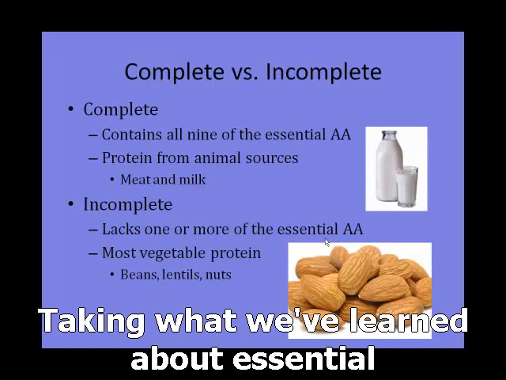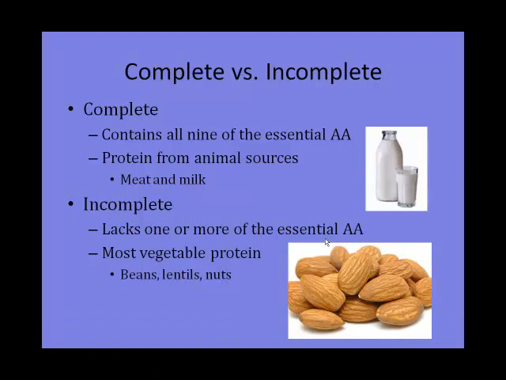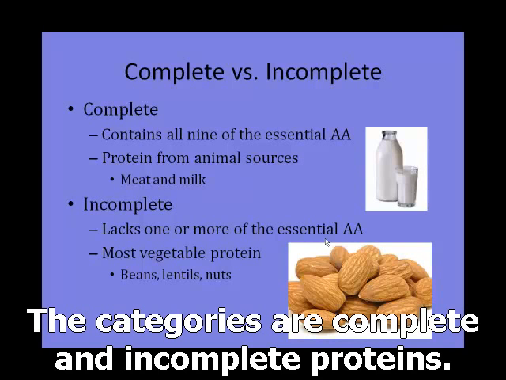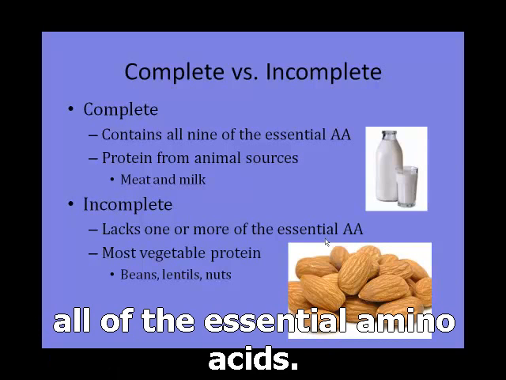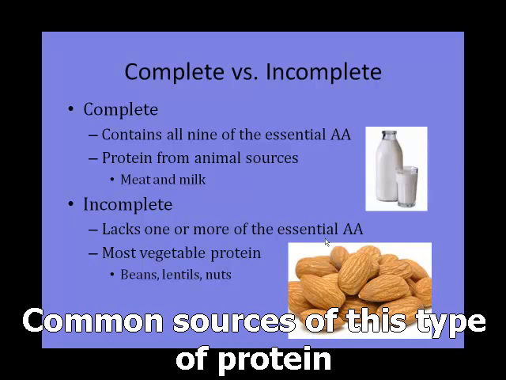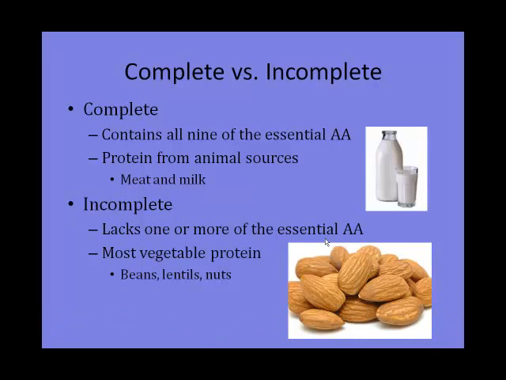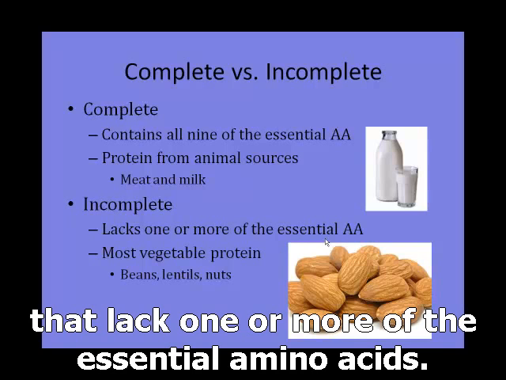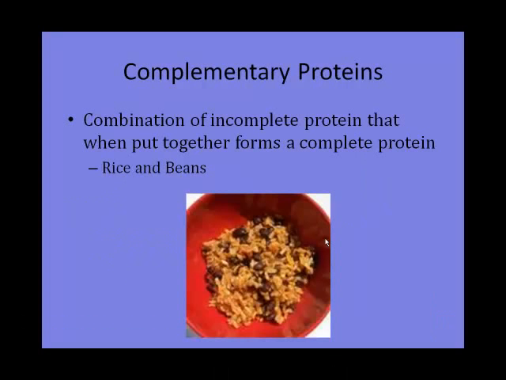Taking what we've learned about essential and non-essential amino acids, we can now discuss two more categories of protein. The categories are complete and incomplete proteins. A protein is considered complete when it contains all of the essential amino acids. Common sources of this type of protein are animal sources, such as meat and milk. Incomplete proteins, therefore, are proteins that lack one or more of the essential amino acids. Common sources of this type of protein are most vegetable proteins.